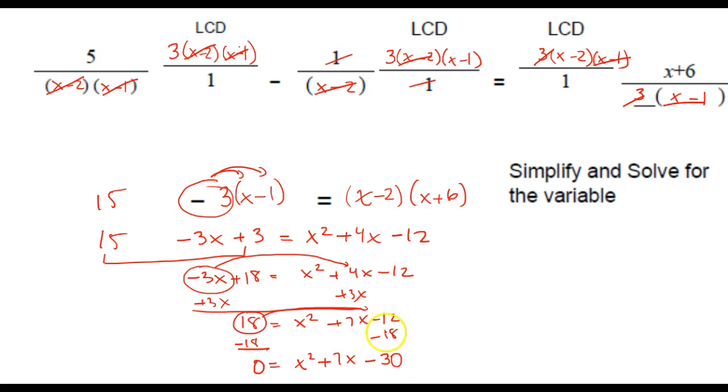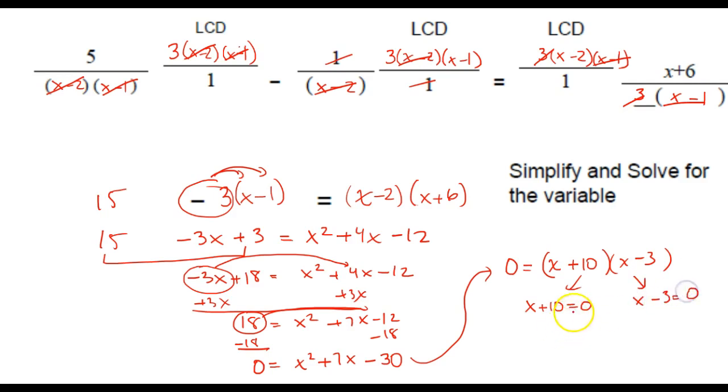I believe, yes. Alright, so let's go ahead and factor this out. So take some time, factor it out. It does factor. I'm going to go ahead and let you know what that would be. That would be a positive 10 and a negative 3. So I'm going to set each one of these equal to 0 so I can solve this out. So x equals either negative 10 or x equals positive 3. Those are my two solutions.